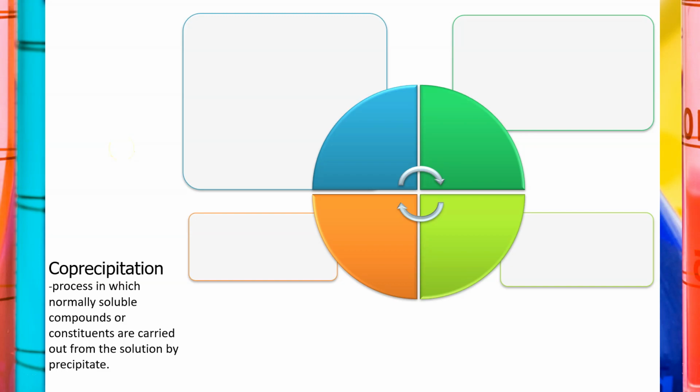Another phenomenon that possibly occurs during the digestion process is co-precipitation, where soluble compounds or constituents are carried out from the solution by the precipitate. In other words, impurities or unnecessary compounds are carried out during the precipitate growth. There are four types of co-precipitation process.